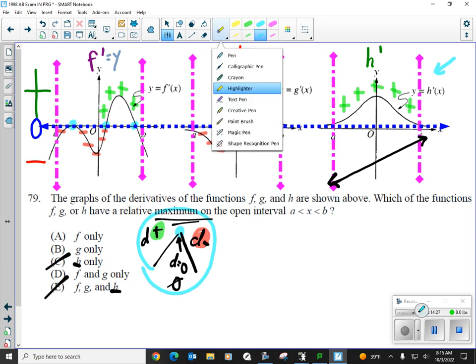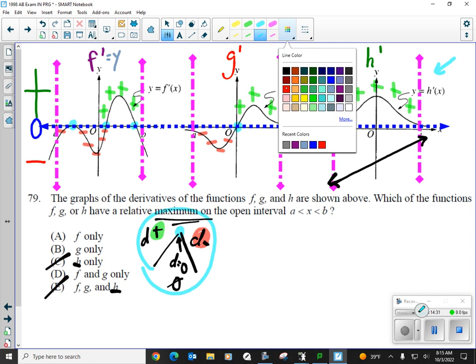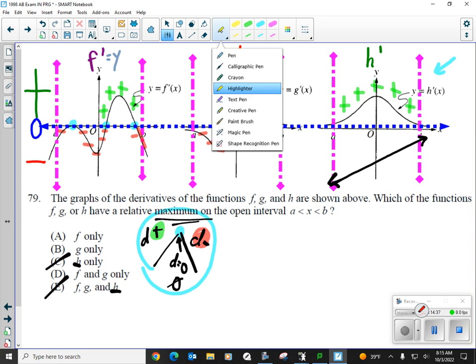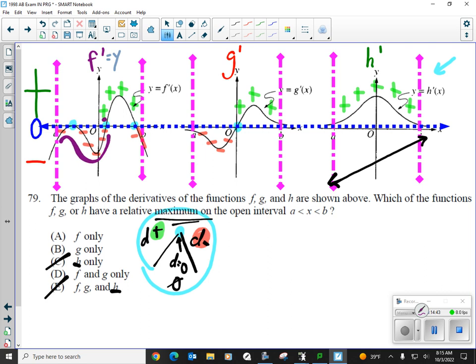Oh, man. Woo! Look at this little tail right here. It's negative right there. I almost missed that. Why is that important? Purple goes negative to positive. I don't want that. I want positive to negative. Right here on F is the only place that this happens. Okay, so F is an answer.